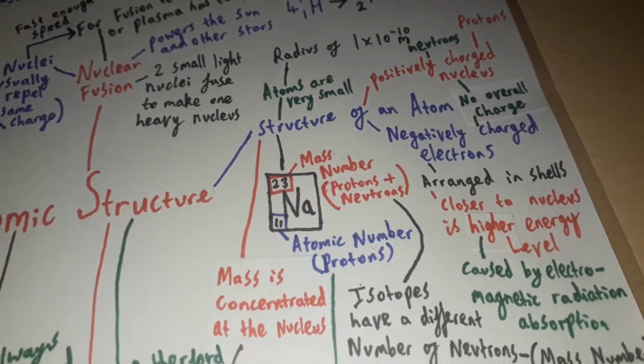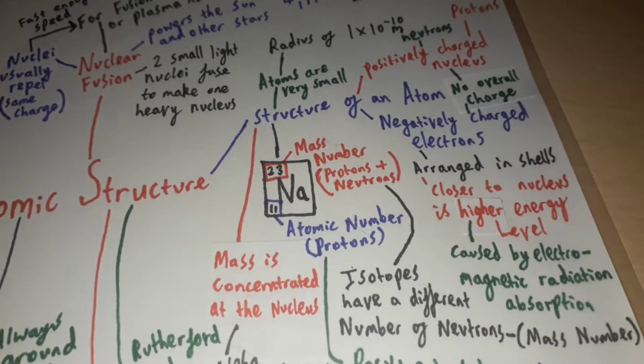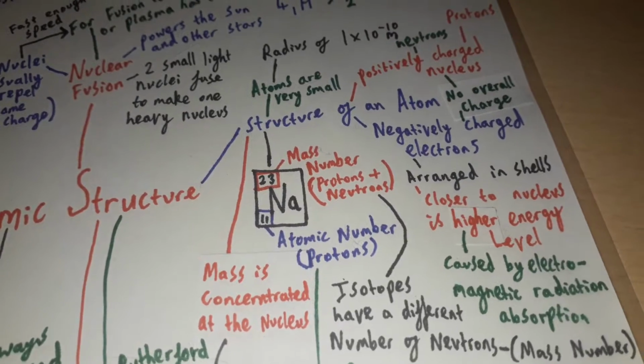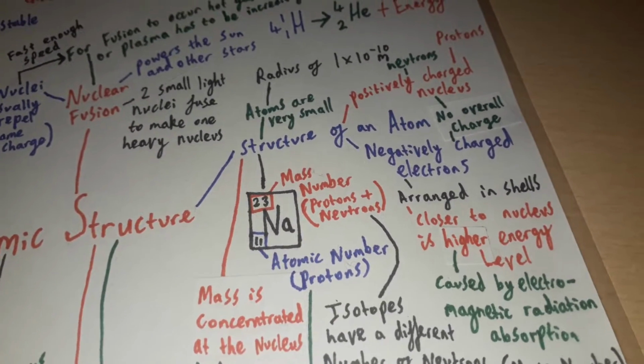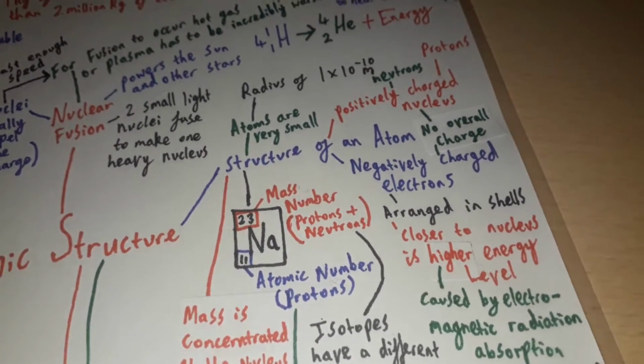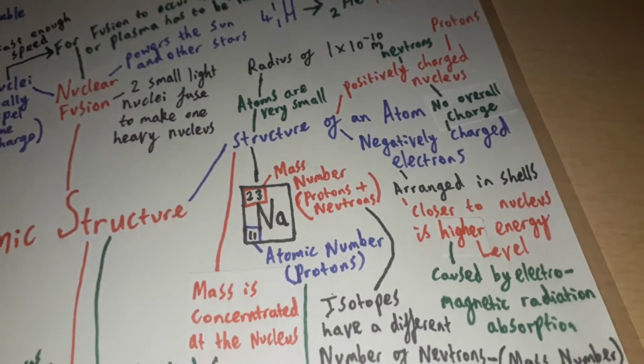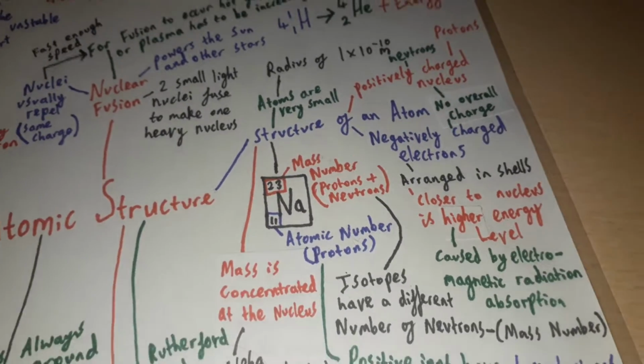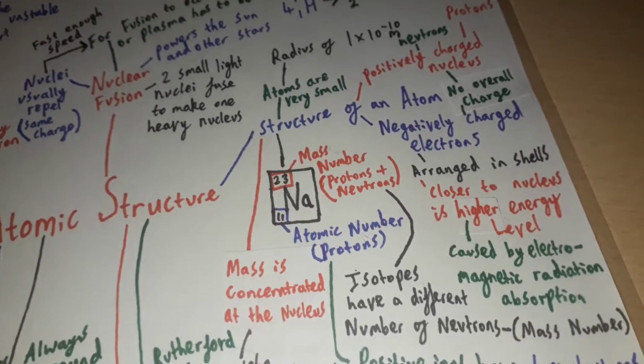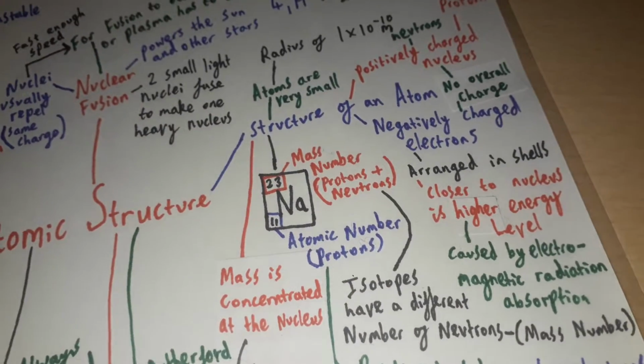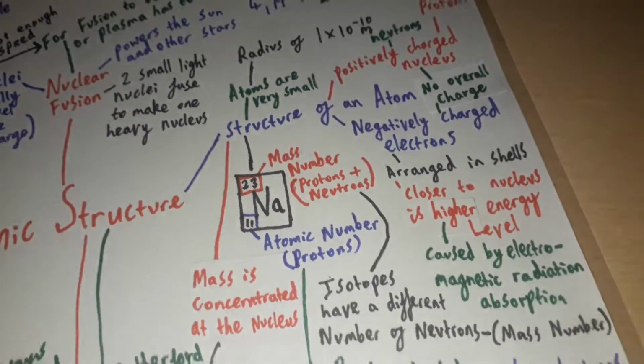It makes sense if we think that the mass is concentrated at the nucleus, the majority of the mass is all in there, so only the protons and neutrons factor into the mass. So if we look at this, we know from here that the protons is 11 and that the mass is 23, which means the neutrons must be 23 minus 11, so the neutrons must be 12.